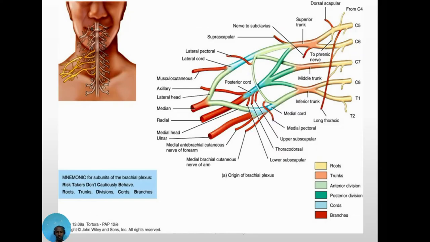Look at this picture. This is the roots of the brachial plexus.